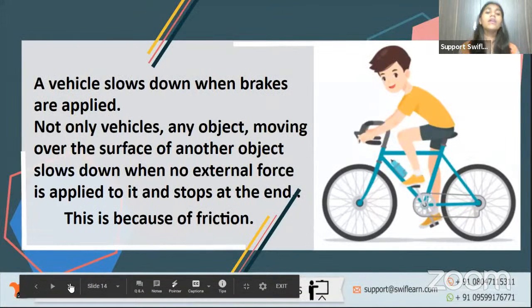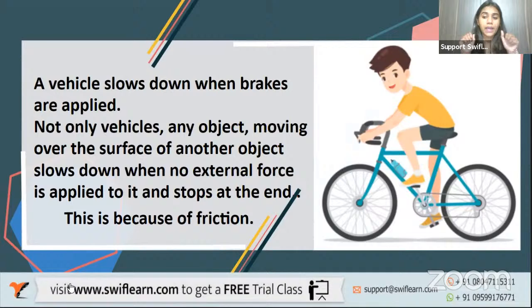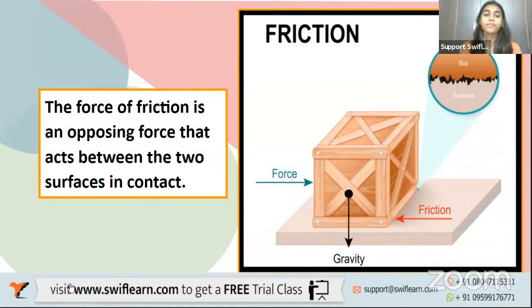Okay. Now, a vehicle slows down when brakes are applied. Not only vehicles, any object moving over the surface of another slows down. Okay, whether it's a vehicle, whether it's a ball or any surface, whenever it is rolling over another surface, at some point it will stop. Why? Because of frictional force. Now, the force of friction is an opposing force that acts between the two surfaces in contact.